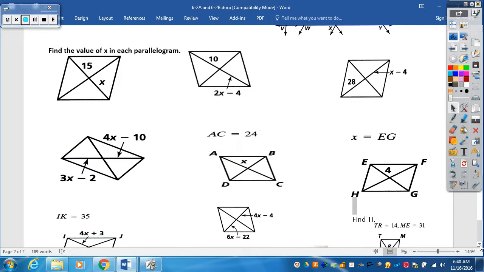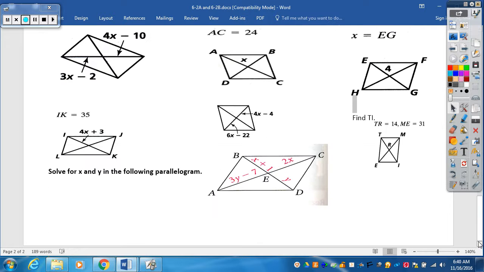Let's look at the next one here. I would assume some people may have struggled a little bit with this next one, and that's this. If I know that this length is the 4x plus 3, okay, and the diagonals bisect each other, that means I'm either going to do 4x plus 3 plus 4x plus 3 equals the whole length, which is 35, or I can just double it. Okay, either way, I have the correct equation there.